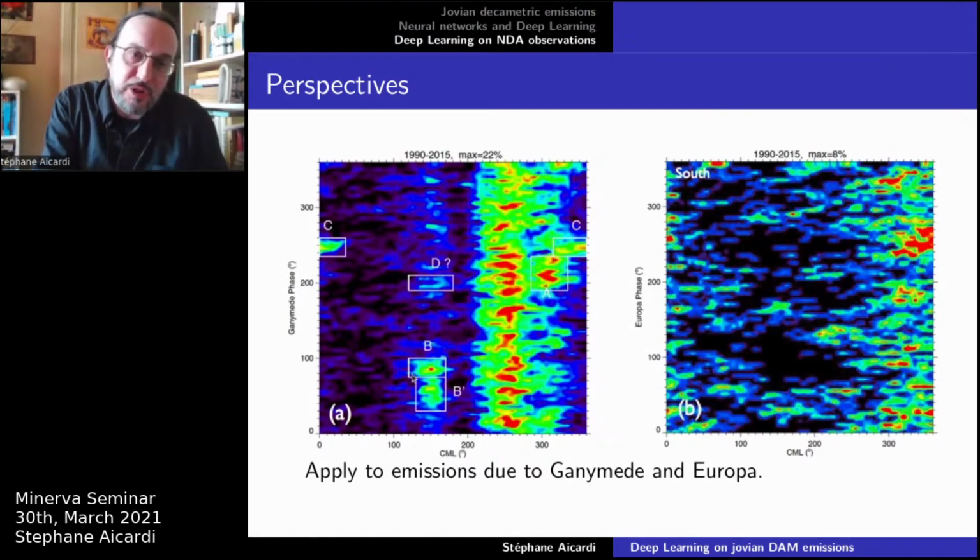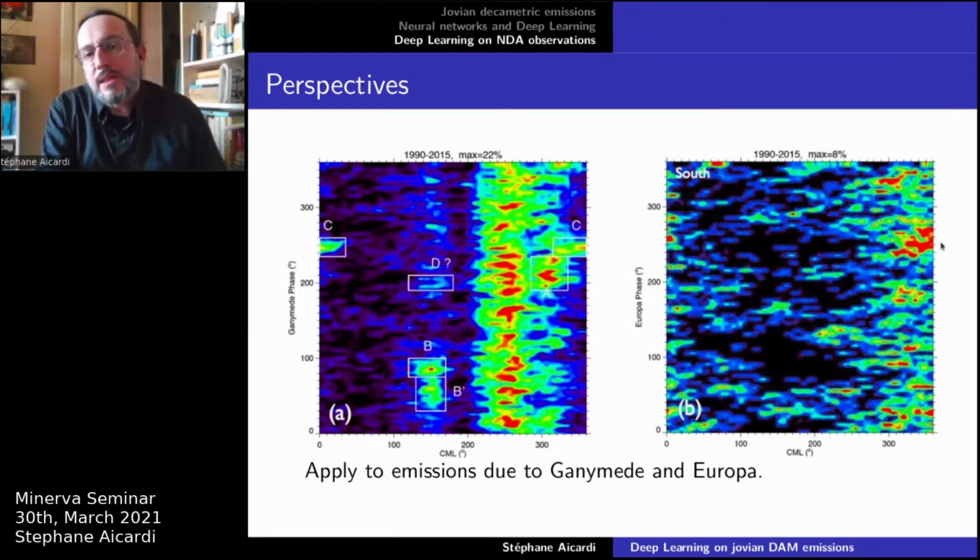For Ganymede, we have strong statistical evidence for emissions linked to Ganymede here. It should be Ganymede B, A, C, and here maybe D, but that's not significant. Here with Europa, we can see that there are only a few emissions. There should be some Europa C data here, but it has to be confirmed.